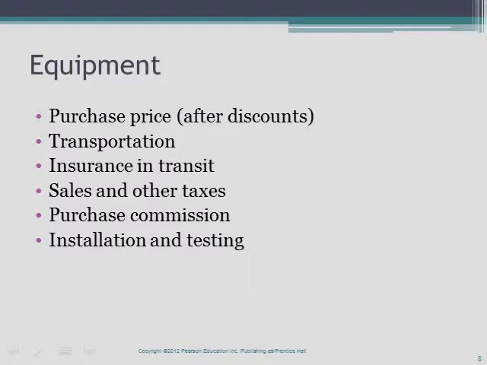The cost of equipment includes its purchase price as well, less any discounts, plus transportation from the seller, insurance while in transit, sales and other taxes, purchase commission, installation costs, and any expenditures to test the asset before it's placed in service. The equipment cost will also include the cost of any special platforms. Then, after the asset is up and running, insurance, taxes, and maintenance costs are recorded as expenses, not as part of the asset's cost.